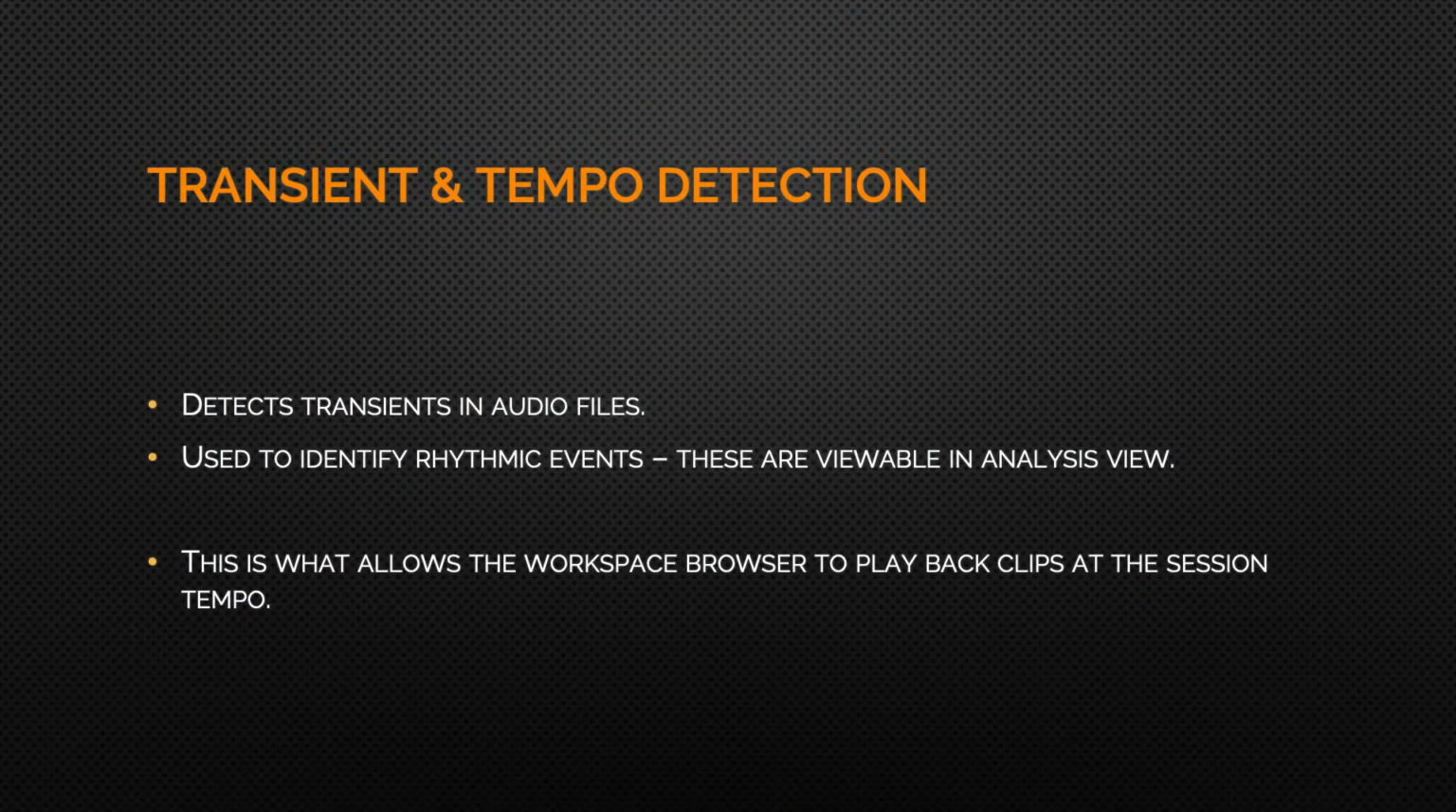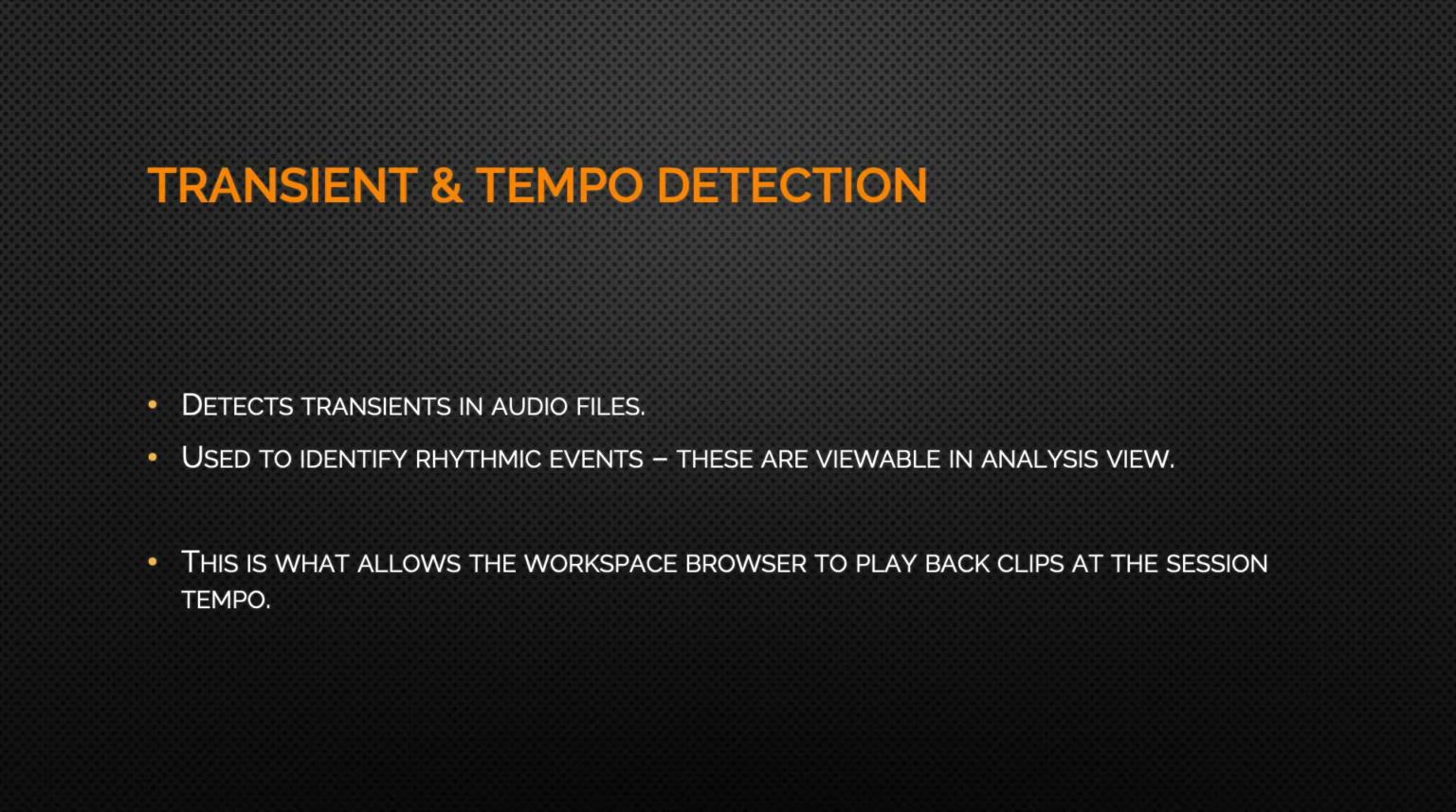Transient detection. Elastic Audio analysis detects transient events in each audio file and uses them to identify rhythmic events and patterns. Detected transients are tagged into the file and indicated by event markers. You can view and edit event markers using Analysis View, discussed later in this session.